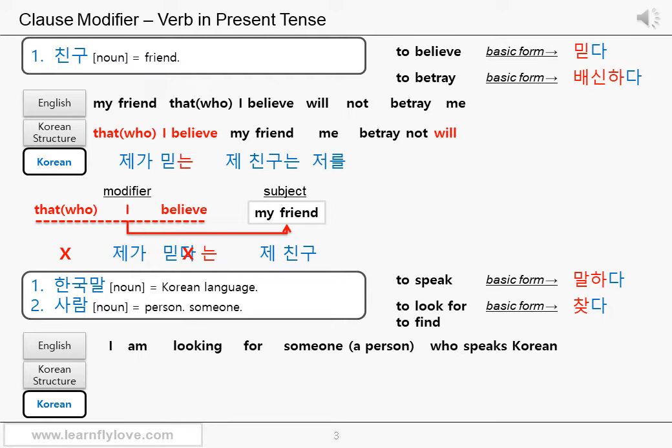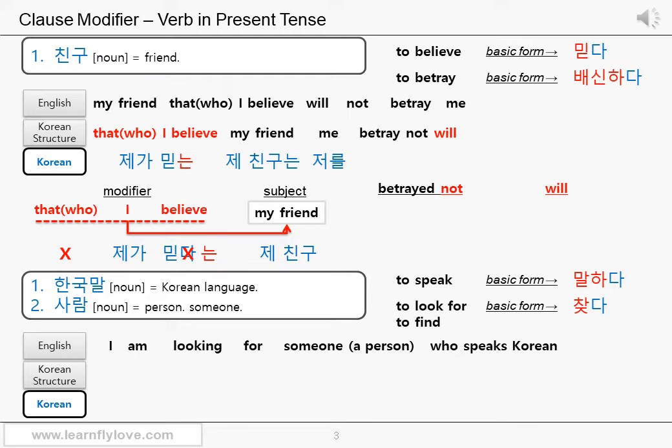Me, it's an object of the entire sentence. Me is 저, the same as I, and an object particle, 를, 저를. Betray not, will. Let's translate betray not first, and then add a modal will at the end of it. The basic form of the verb betray is 배신하다.